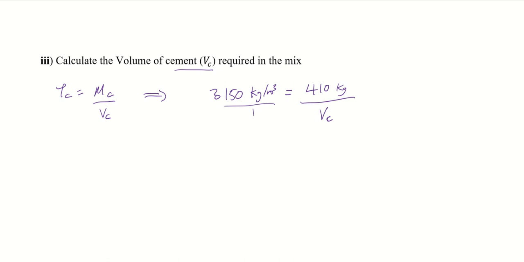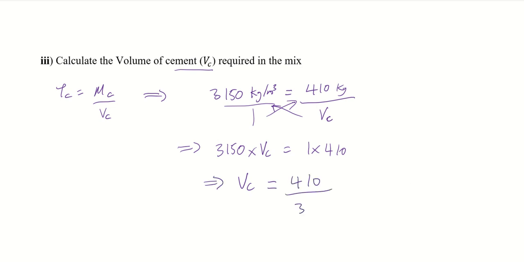Now again, you need to cross multiply. So what we end up with is 3150 multiplied by VC, that's equal to 1 multiplied by 410. As a result, VC is equal to 410 divided by 3150, and you should get 0.13 meters cubed as your volume of cement that's required in the mix.